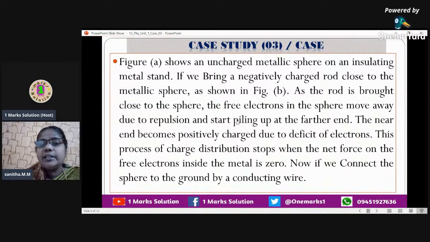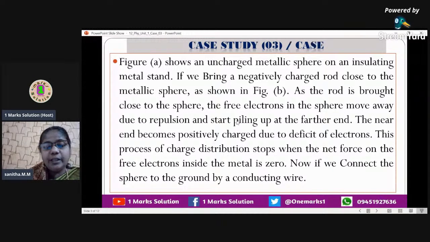Now I'll just read it out. If we bring a negatively charged rod close to the metallic sphere, as the rod is brought close to the sphere, the free electrons in the sphere move away due to repulsion and start piling up. That means they accumulate at the farther end. The near end becomes positively charged due to the deficit of electrons. This process of charge distribution stops when the net force on the free electrons inside the metal is 0. Now, if we connect the sphere to the ground by a conducting wire, what will happen?